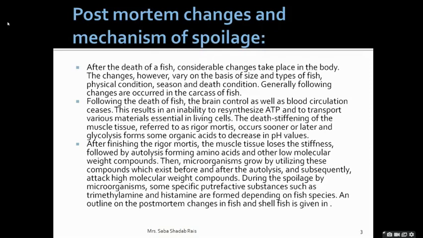Then thereafter autolysis, at the end, what is going to happen? There will be changes in the fatty acids, which means rancidity will occur. So let us discuss all these changes one by one in detail.